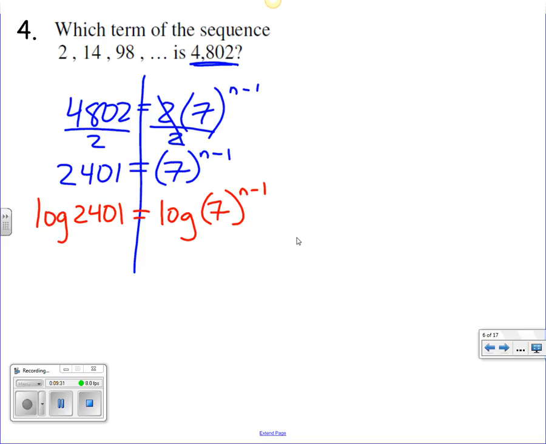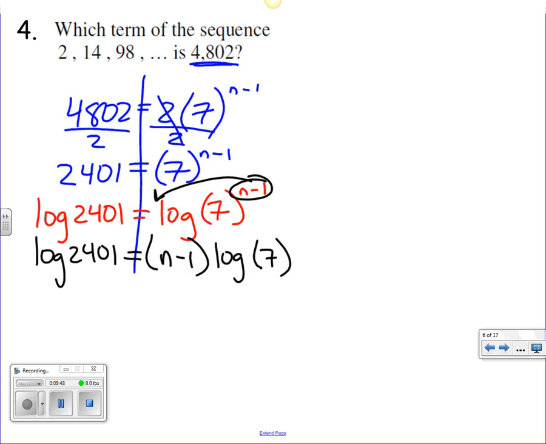All right, Jonah, what can I do with this n minus 1 now that I have a log? I can put it in front. So n minus 1 times log of 7. Jose, what do you do next? Very good. Divide your logs. All right. What do you get here? And Connor, what do you have to do last? Add 1.